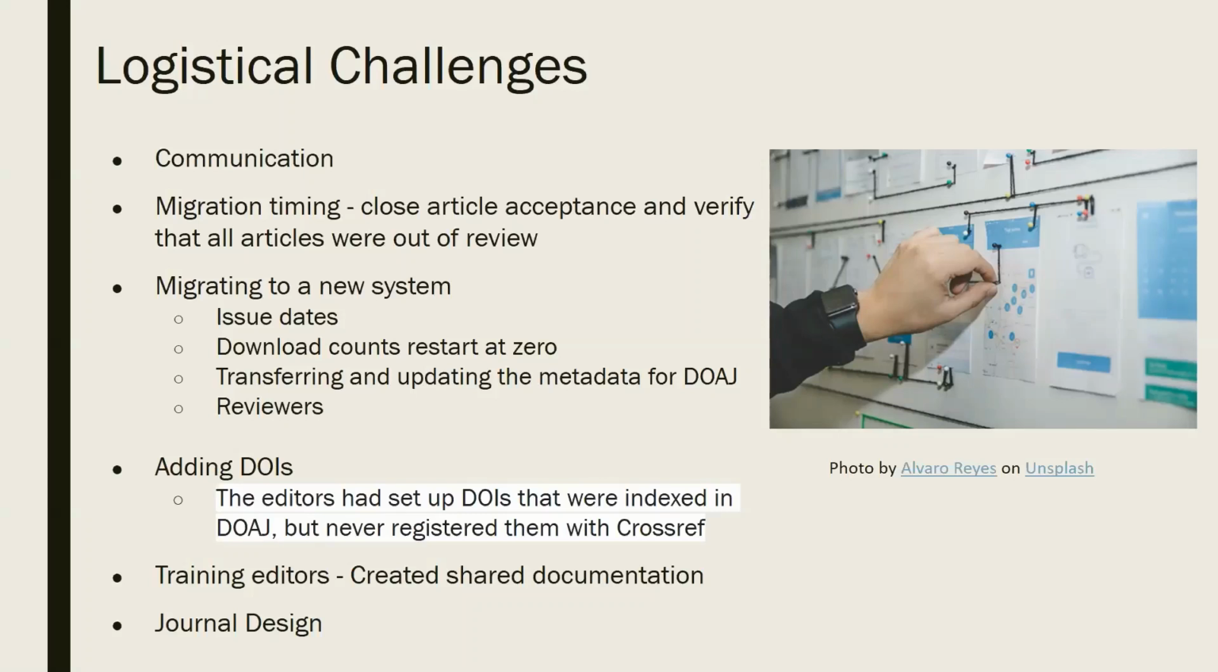So the migration timing was also really important to think about. We wanted to make sure that we had closed all article acceptance, so CIL was not going to be accepting any new articles during the time of migration. We also wanted to verify that all of the articles that were in their system were out of review. We also wanted to keep the OJS version of the journal up as long as possible. We really saw it was important to have that OJS version up there until we knew that the migration was successful.